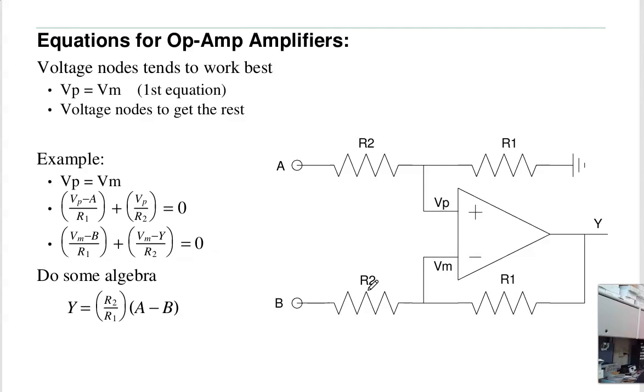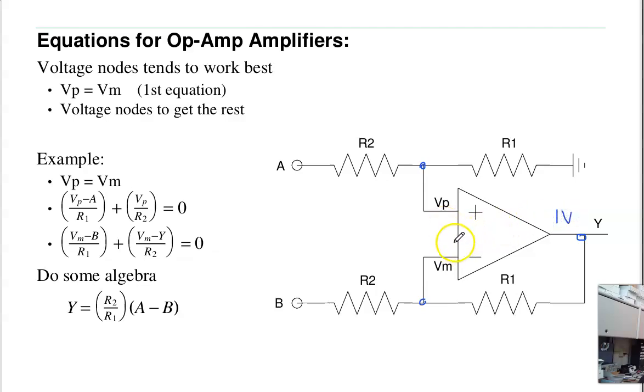The way you find the equations for op-amp circuits is you count the voltage nodes. In this case, I've got 1, 2, 3 voltage nodes. If I write 3 equations for 3 unknowns, I can solve. One equation is at the output that says that B plus equals B minus. The way that works is assume the output is something like 1 volt.